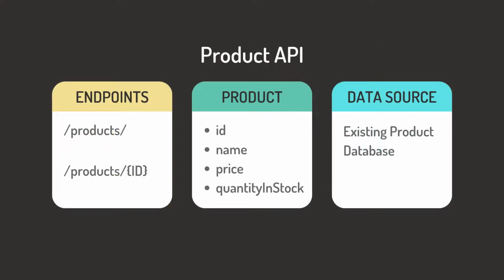In this video, we're going to be building a product API. The product API has two endpoints, one that returns all products in the database and another that returns a specific product for an ID that has been passed in. The API will receive the product data from an existing product database.